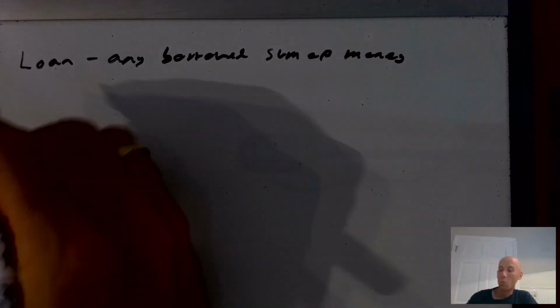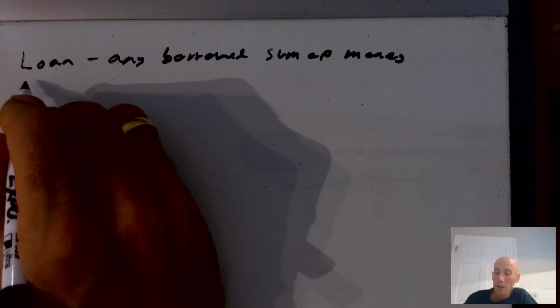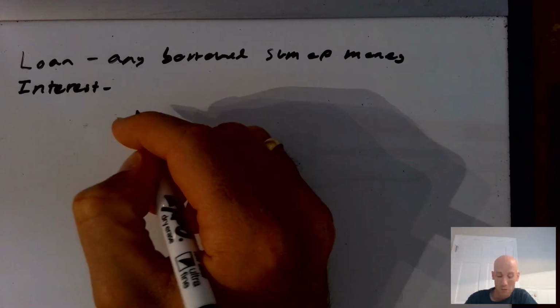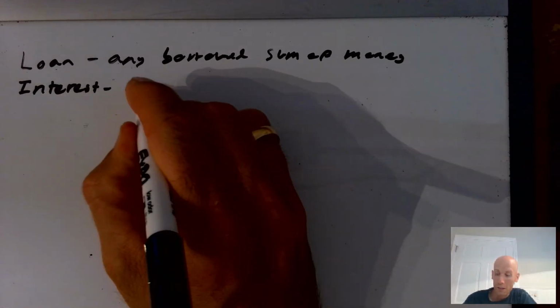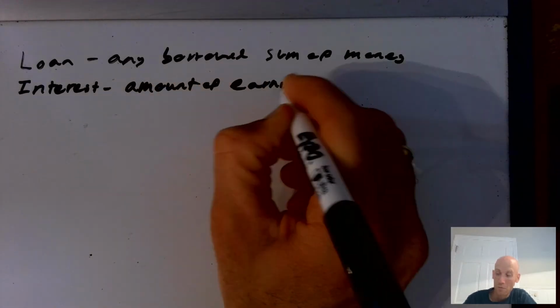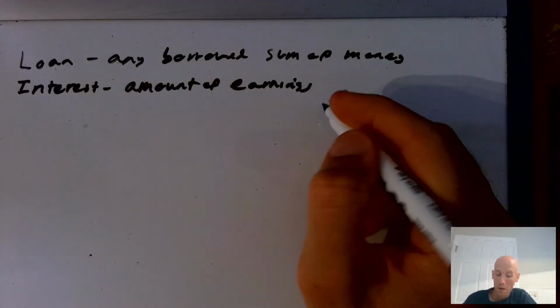The way they make money is through this thing called interest. So this is the amount of earnings made by the lender on the loan.